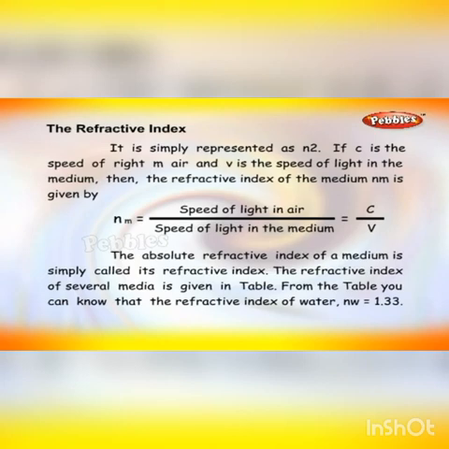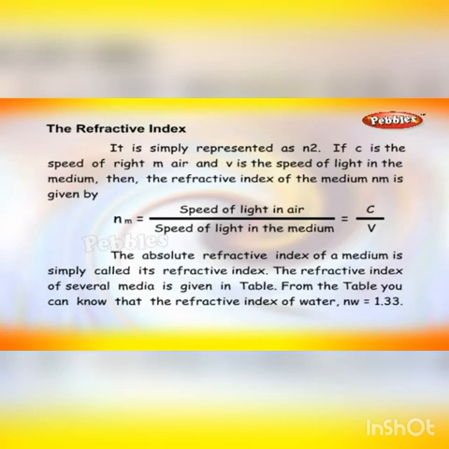If c is the speed of light in air and v is the speed of light in the medium, then the refractive index of the medium nm is given by nm is equal to speed of light in air divided by speed of light in the medium, which is equal to c by v. The absolute refractive index of a medium is simply called its refractive index. The refractive index of several media is given in the table.